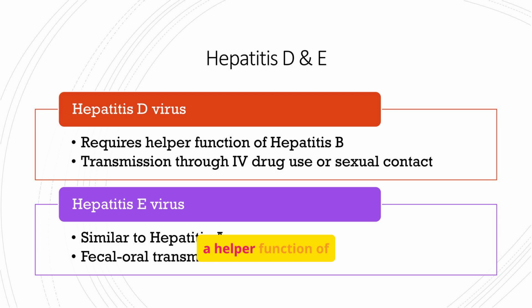Hepatitis D requires a helper function of hepatitis B and is transmitted through IV drug use or sexual contact. Hepatitis E is similar to hepatitis A and is transmitted through the fecal-oral route.